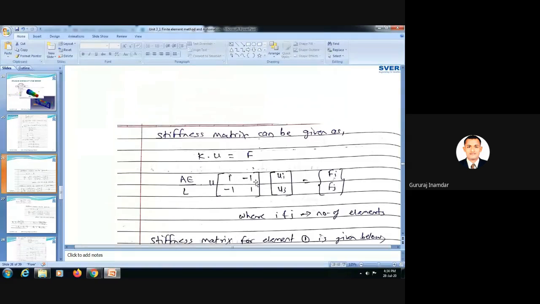F is nothing but the force. Now what is the value of U? What is the value of K in the previous equation? The value of K is equal to AE by L. This is K into U is equal to F. This is the standard stiffness matrix equation.